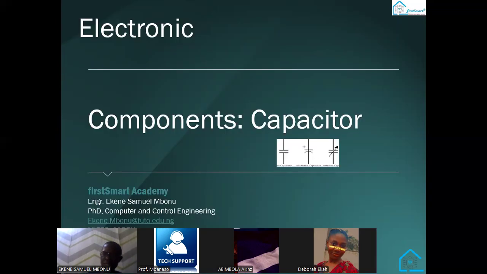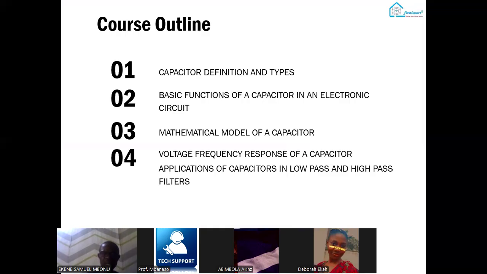Today we are looking at capacitor. This is the symbol of capacitor. This is non-polarized capacitor, polarized capacitor, variable capacitor. And then we are going to look at capacitor definition and types. And that's what we're going to do today. We will not be able to cover basic functions of a capacitor in an electronic circuit.